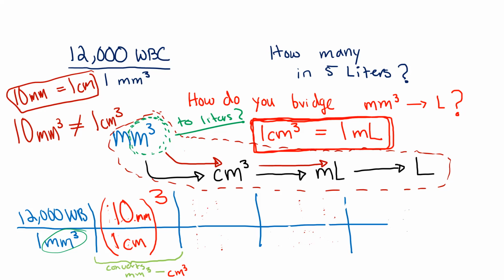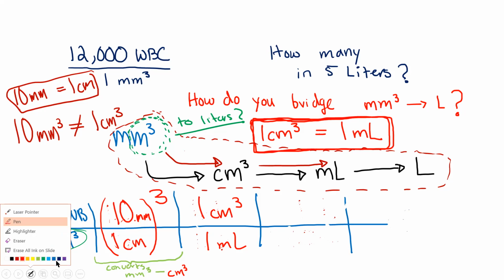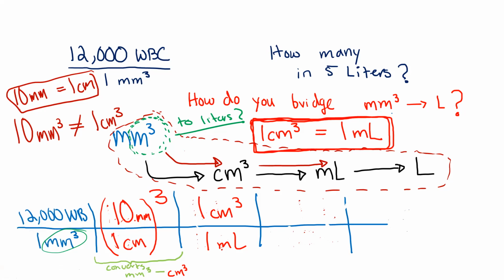The next step is to put 1 centimeter cubed on top so that those will cancel, and then 1 milliliter on the bottom. Why is 1 milliliter equal to 1 centimeter cubed? That's a definition in the metric system. When the metric system was being designed, they defined 1 milliliter as equal to 1 centimeter cubed.